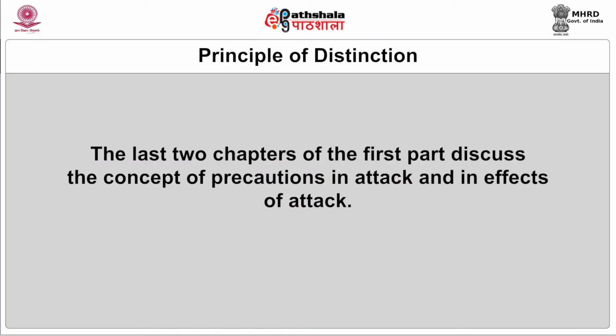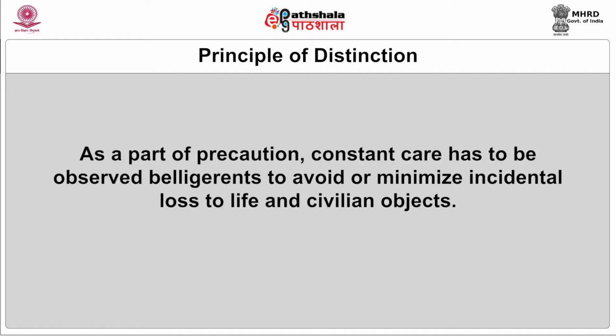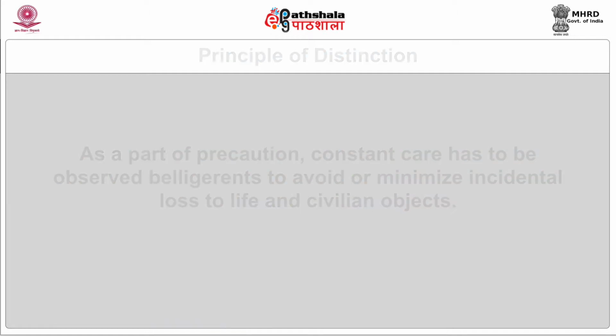The last 2 chapters of the first part discuss the concept of precautions in attack and precautions against the effects of attack. As part of precaution, constant care has to be observed by belligerents to avoid or minimize incidental loss to life and civilian objects. They have a duty to verify their targets, and if high incidental damage is anticipated due to an attack, belligerents have an obligation to cancel that attack.